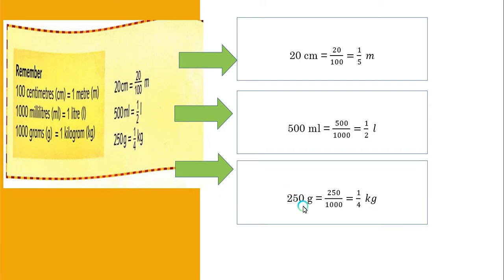And here, 250 grams is equal to how many kilograms? The answer is 1/4. Because how many 250s do we need to complete the 1000? It's 4. And how many 250s are we talking about here? It's only 1. That's why the answer is 1/4.